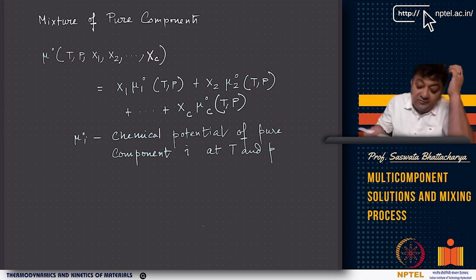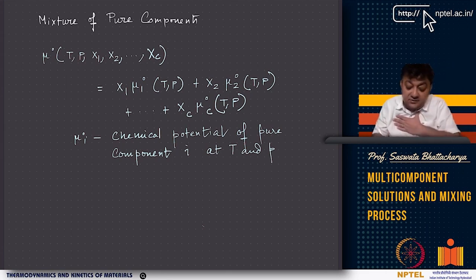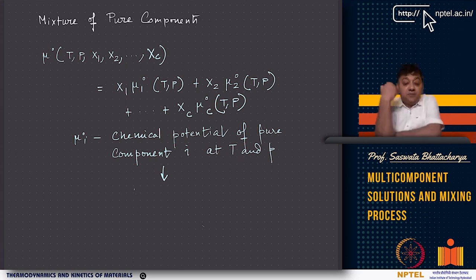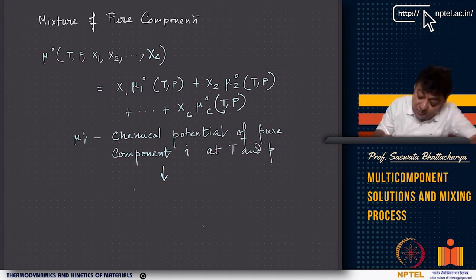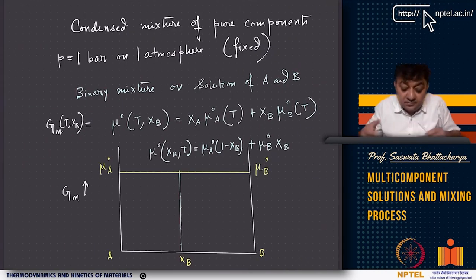So this is a mixture of pure components up to XC. Okay, where mu I 0 or mu K 0 is the chemical potential of pure component I at temperature and pressure, and that is nothing but the reference, or you can think of it like a pure form. It is the partial molar Gibbs free energy of component 1 in the pure form, which is nothing but the molar Gibbs free energy of component 1, right?